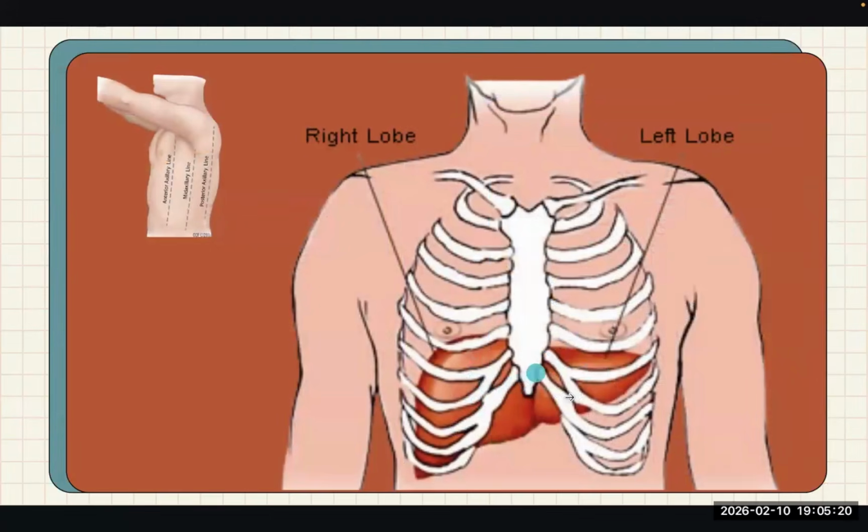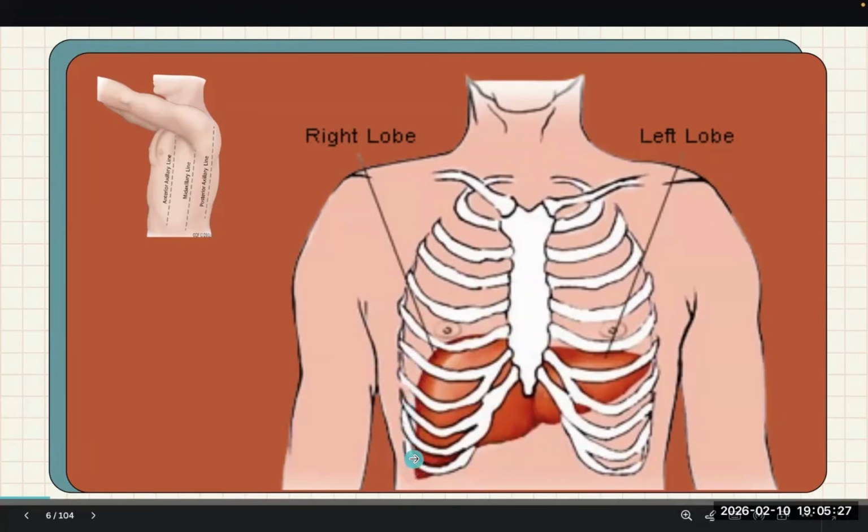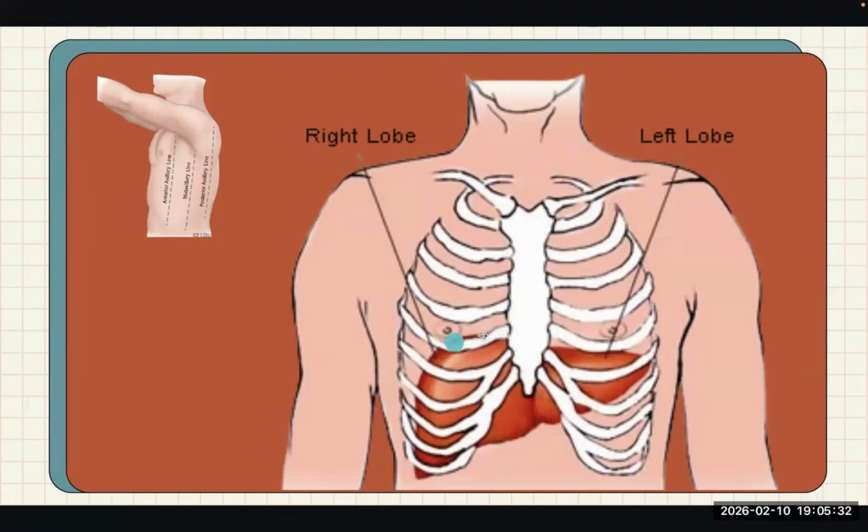In relation to the costal cartilages, the liver starts at the 7th rib and ends at the 11th rib. And the highest point, because you can see this part is higher than the rest of them, is at the 5th rib.